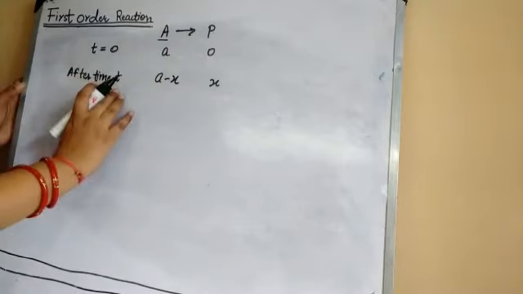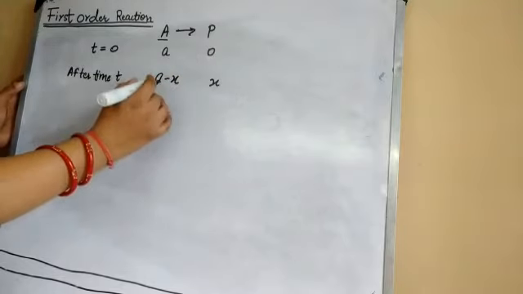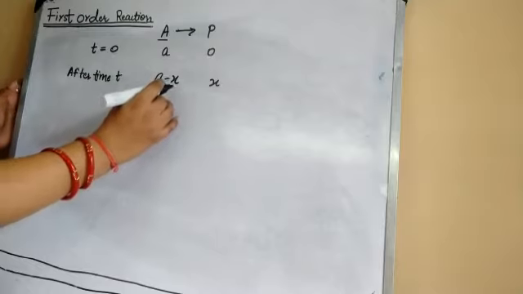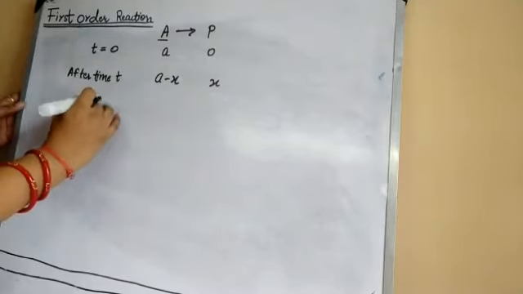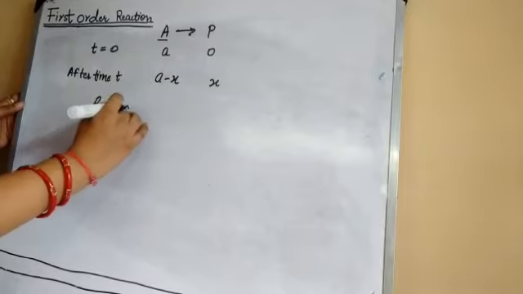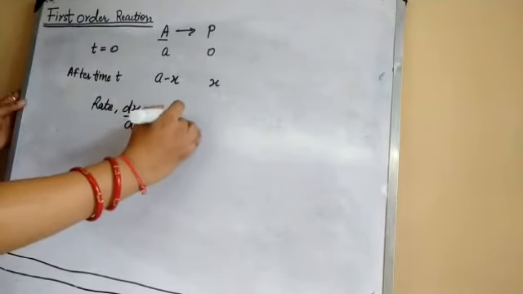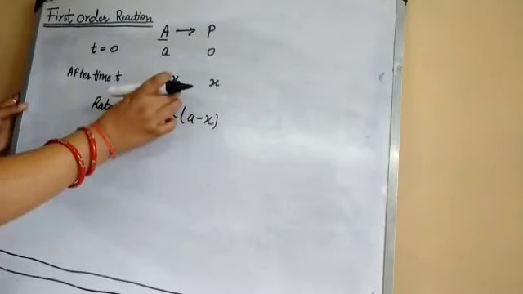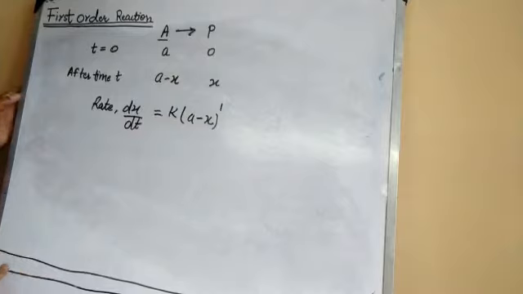Then after time t, suppose x mole of the product has formed, so the concentration of the reactant will be the initial concentration minus the concentration of product, meaning A minus x. Now the rate is dx by dt, and that is equal to k, the rate constant, into A minus x, the concentration of the reactant after time t, raised to power 1, right?